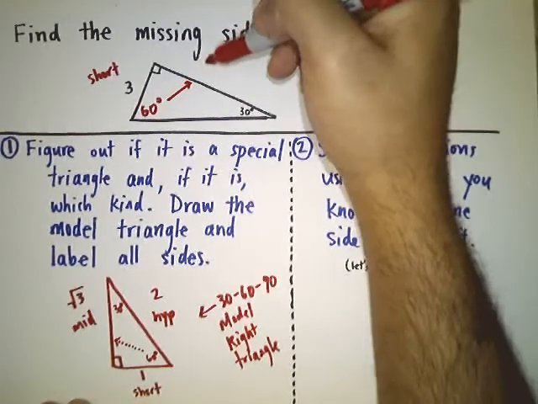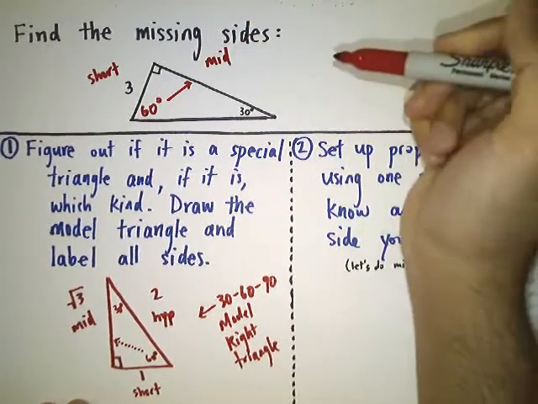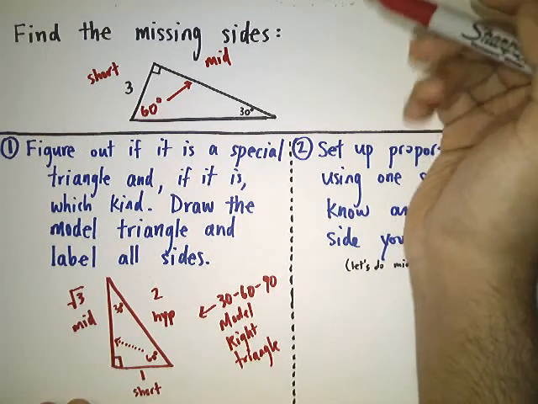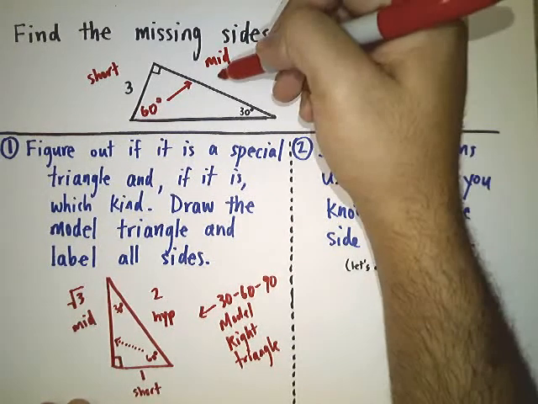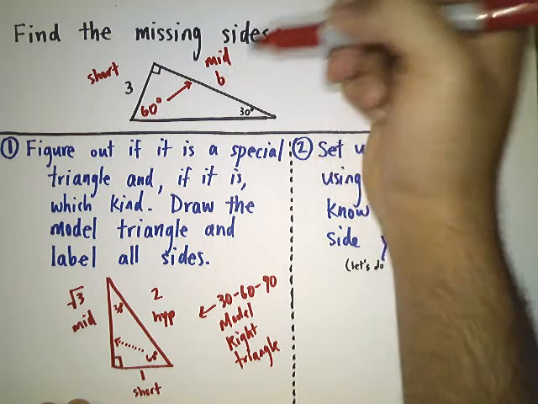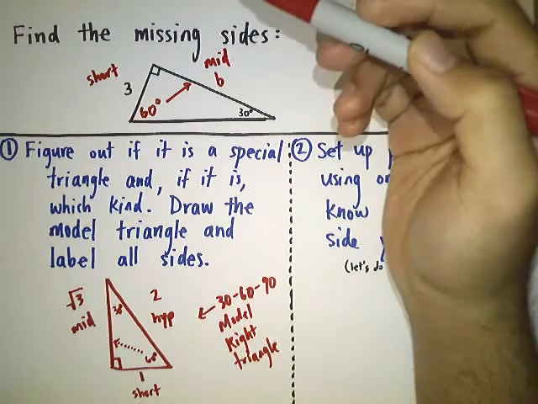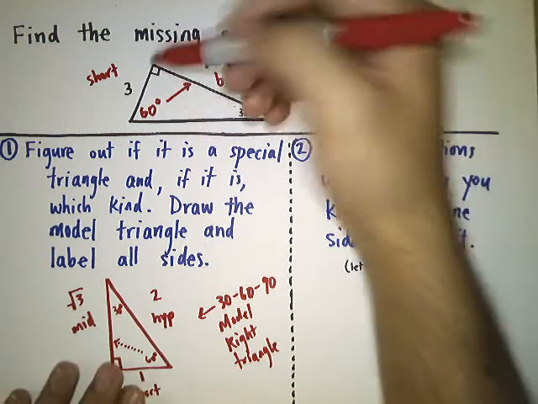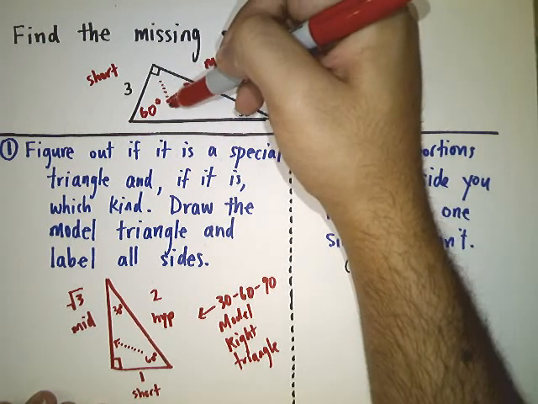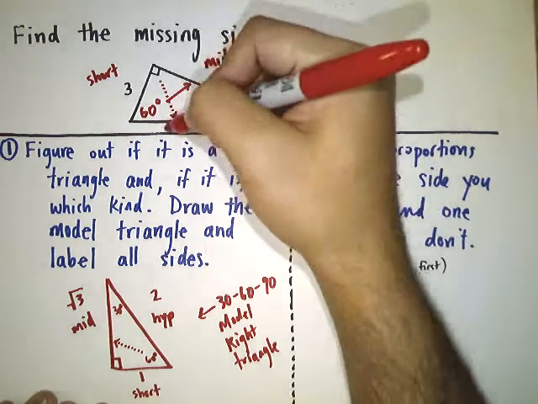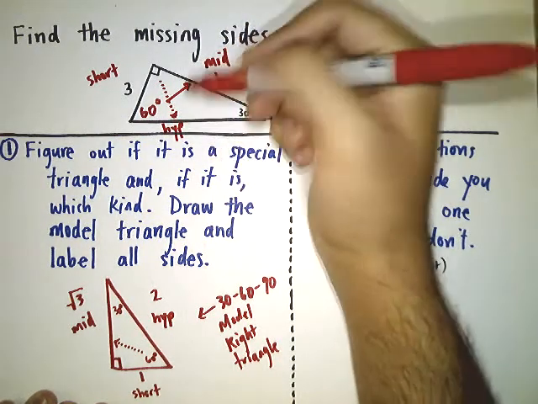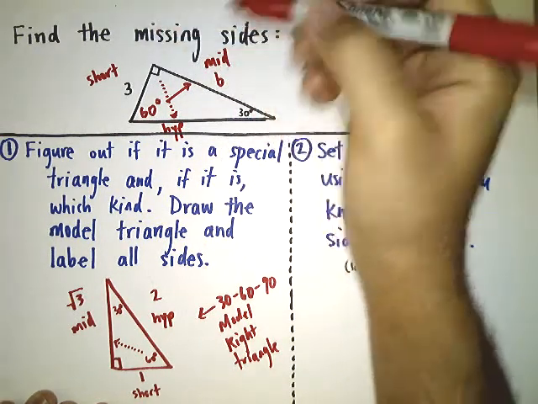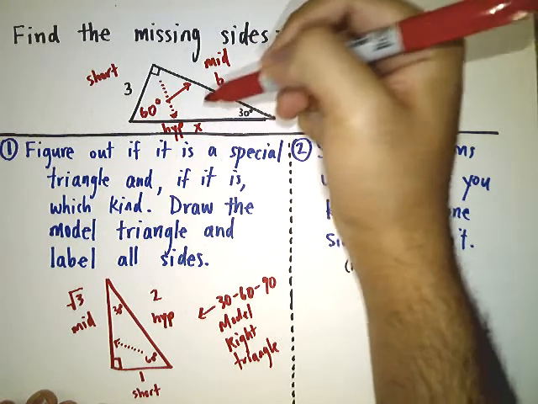Okay, so this is actually the middle side. We don't know how long it is yet, so let's call it, I don't know, B. And last, opposite the 90-degree angle is the hypotenuse. I'll draw a dotted line there. Opposite the 90-degree angle is the hypotenuse. And we can call that, I don't know, let's call it X for now. It doesn't really matter.